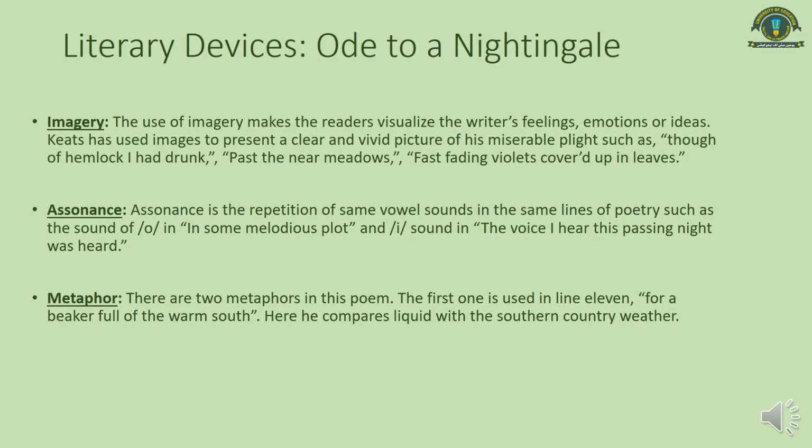Metaphor is there when he attributes the nightingale as a deceiving elf. There are furthermore metaphors used in the poem. The first one is in line 11, "for a beaker full of the warm south." Here he compares liquid with a southern country's weather. Since it has warm weather, the wine from that warm weather is of high quality.